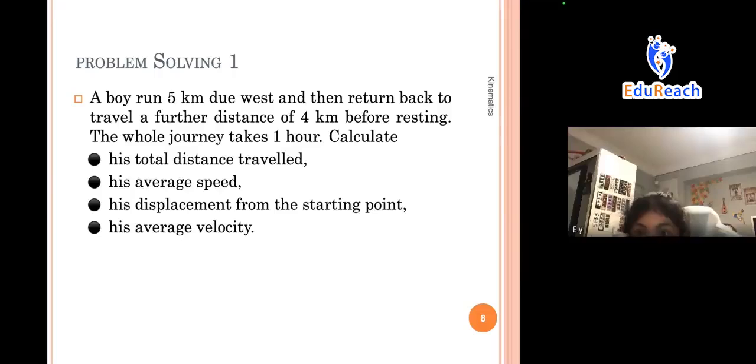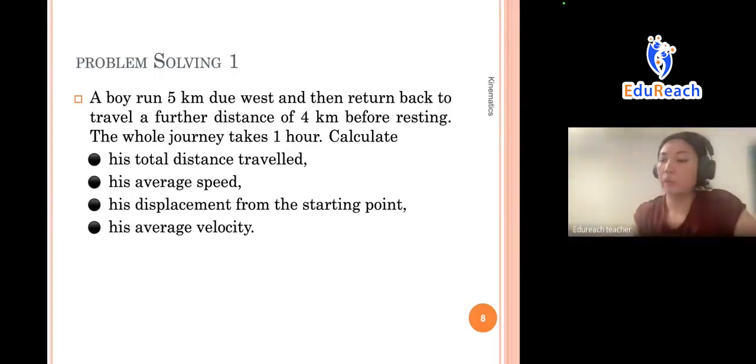Hold on, it's a bit blurry. I think you need to back up a little bit because of the background thing. Okay, but never mind.